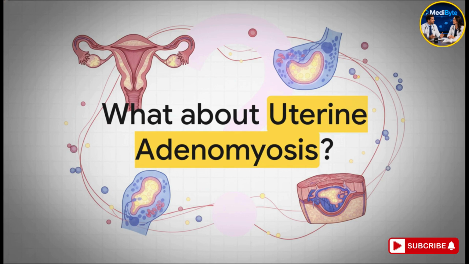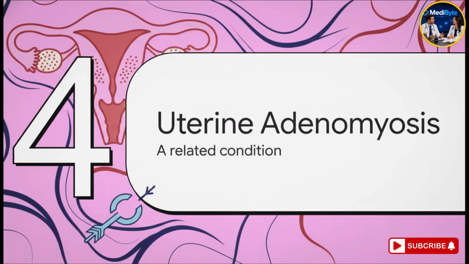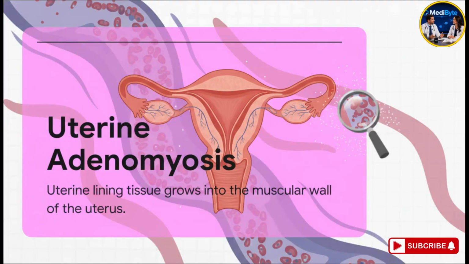What about uterine adenomyosis? Part 4. Related, uterine adenomyosis. So while cervical stenosis blocks the exit door, uterine adenomyosis actually affects the very walls of the uterus itself. It happens when tissue from the glands in the lining of the uterus, the endometrium, takes a wrong turn and grows directly into the muscular wall of the uterus. Because of this intrusive tissue growth, the entire uterus becomes enlarged. We're talking sometimes doubling or even tripling in size.